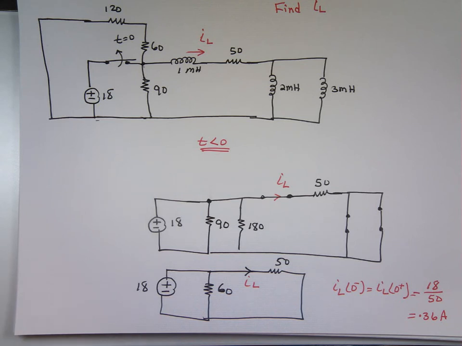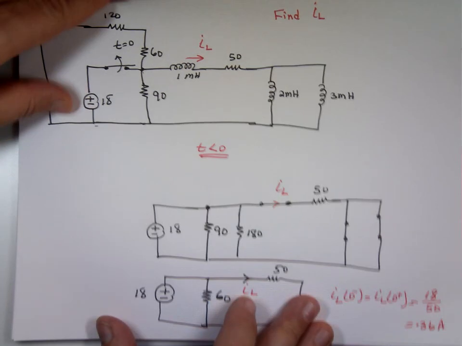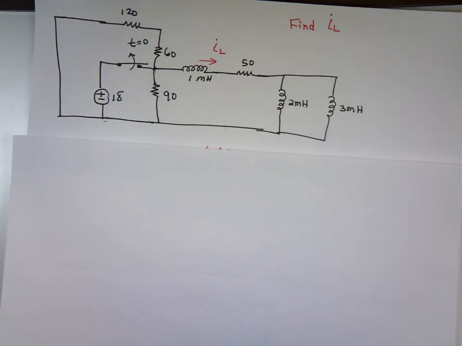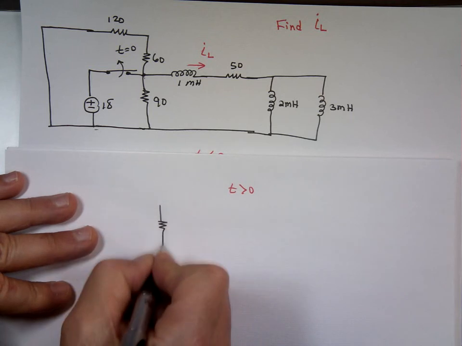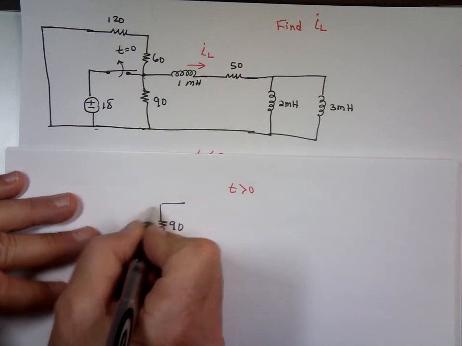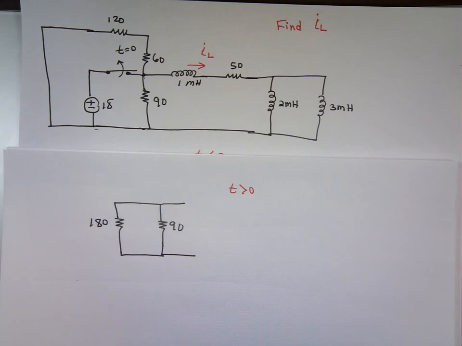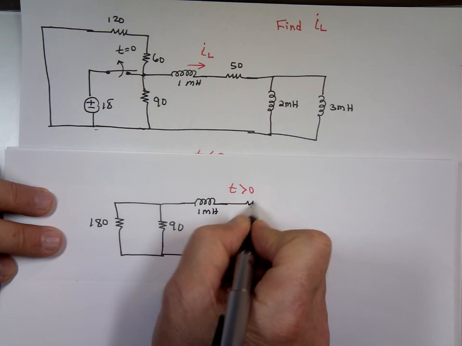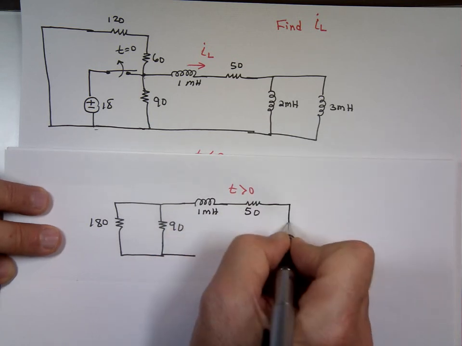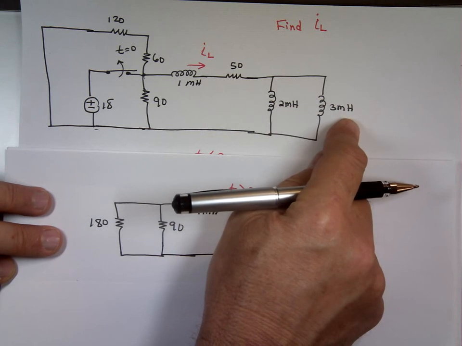This switch opens, which means that source is gone. So if that source is gone, here's my circuit for t greater than 0. I have the 90 right here. There's that 180 right here. There's that inductor there, it's not gone, 1 millihenry. There's the 50. And I can take these two inductors, combine them together to make it what? The product over the sum. 2 times 3, 6. 6 divided by 5, what's that, 1.2?